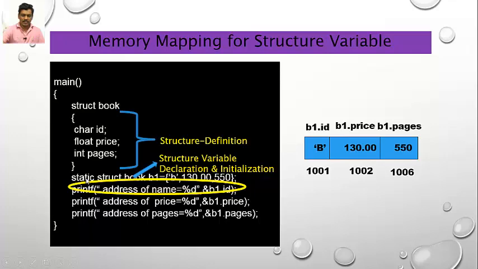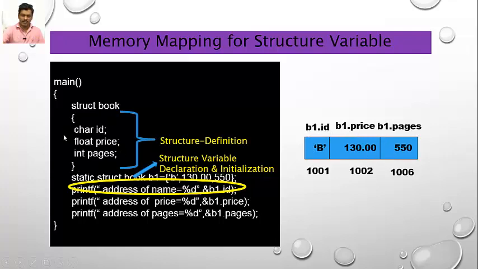Circle this line. This is the structure variable declaration and initialization. The value 'B' is assigned to b1.id. b1 is a structure variable. b1 consists of 3 locations: one for the character, the second for the float, and the third for the integer. The location names are b1.id, b1.price, and b1.pages.